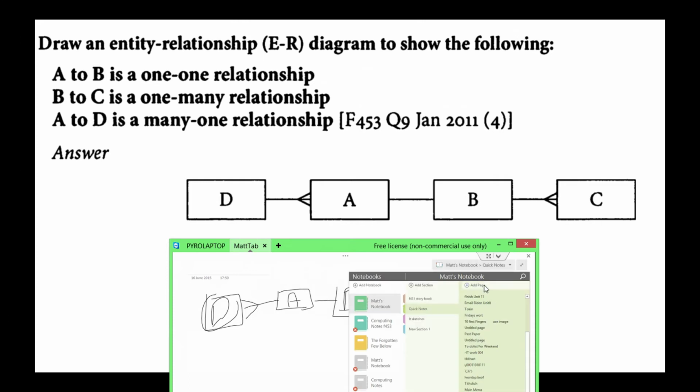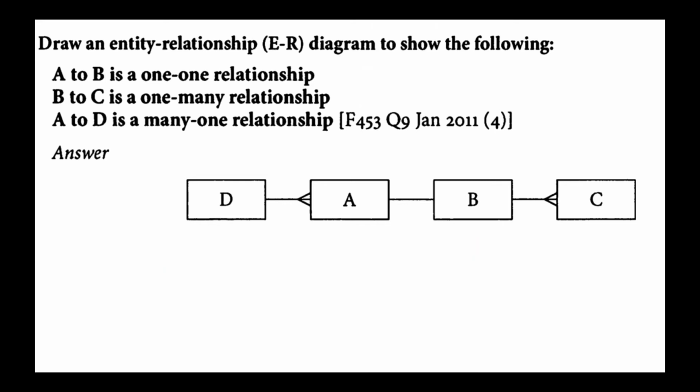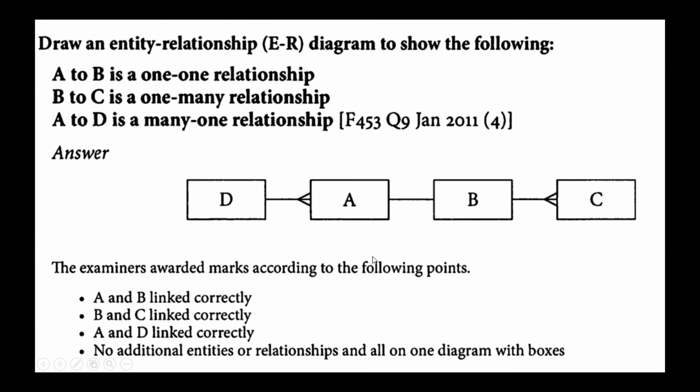Let's just go to a new page, and go back just in case there's any more. There we go. Marks awarded: for me, I would have got A to B correct, B to C correct, but A to D I got wrong.